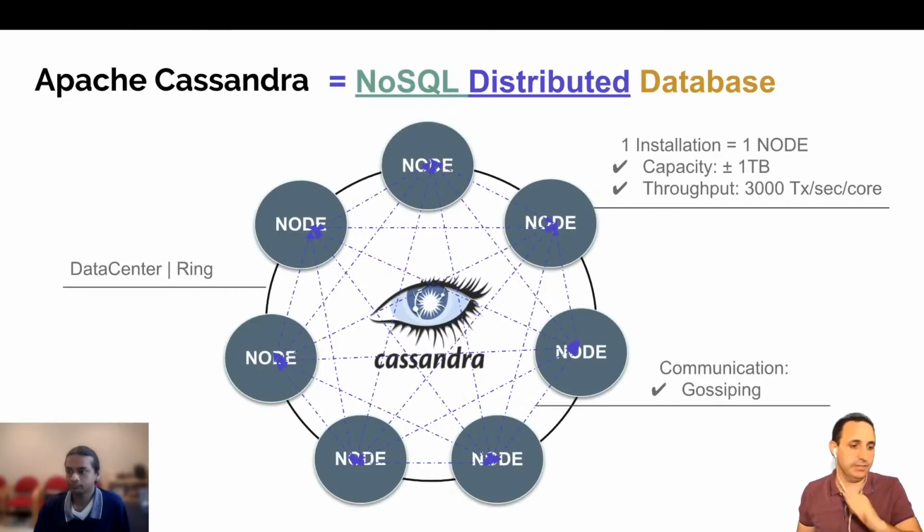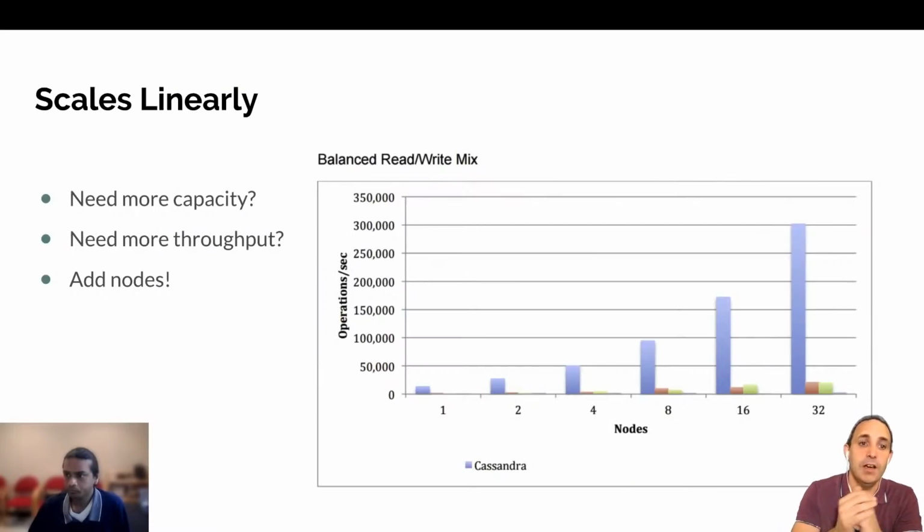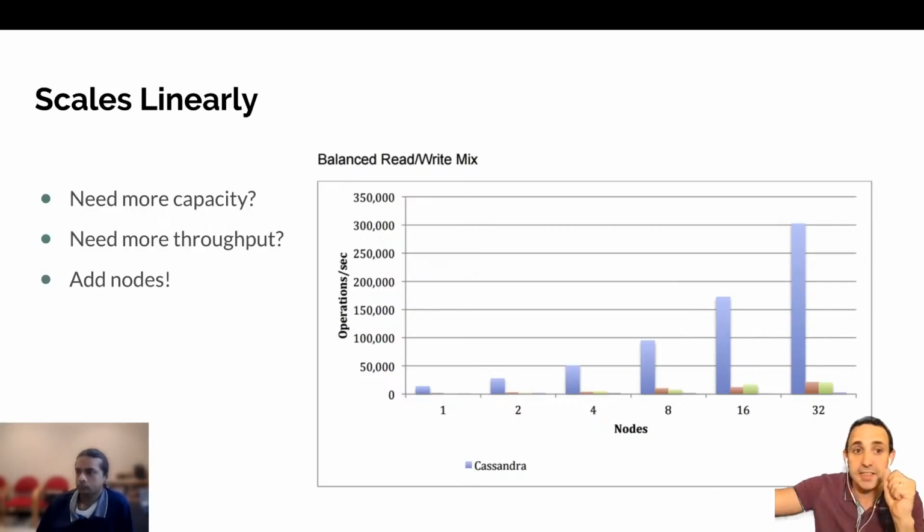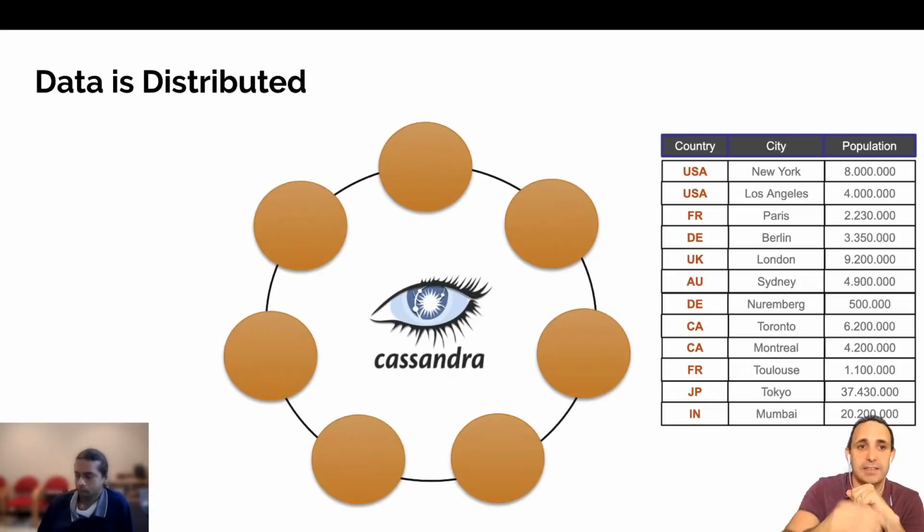All right, so this is the ring we want to build. Multiple nodes, and each node has 1 terabyte of data. What do you want to do with that? Well, if you need more capacity, add new nodes. And if you need more throughput, add new nodes. So I don't look at the database from other angles. What I would like you to understand is that the more throughput and the more capacity you need, Cassandra makes sense because it scales linearly like that.